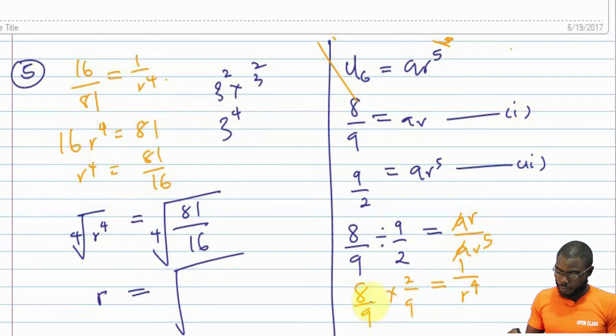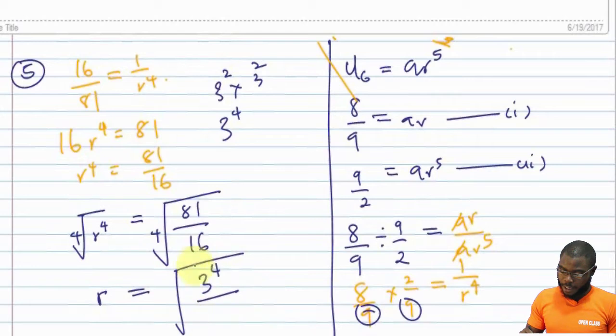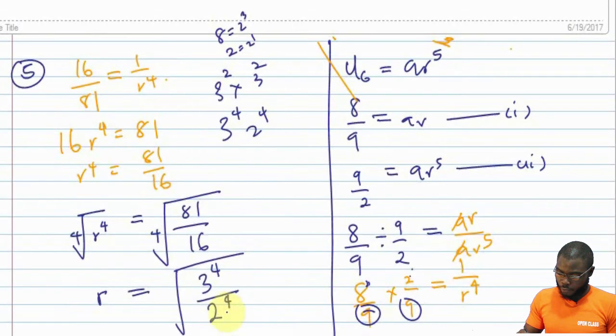Remember where you're coming from here. 3 squared, this is 3 squared. So this gives us 3 to the power of 4 all over, then 16 also. Remember that this 8 is 2 raised to the power of 3, and then this 2 is 2 raised to the power of 1. So if you do your multiplications, you have that to be equal to 2 raised to the power of 4.